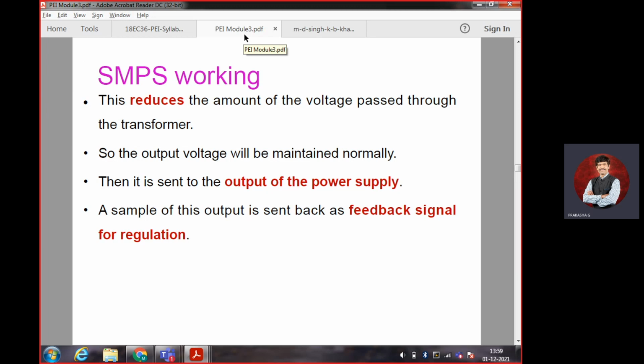A sample of this output is sent back as the feedback signal for regulation. I told you what the purpose of the feedback is. I take the output I'm getting, and if it is not proper, send it back once again. It is going to be added with the new data. Finally, it's going to make it constant, and the final fine-tuned value is going to come.